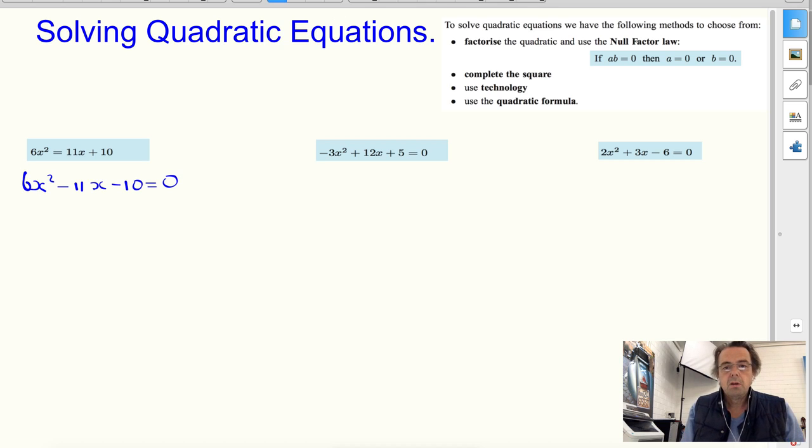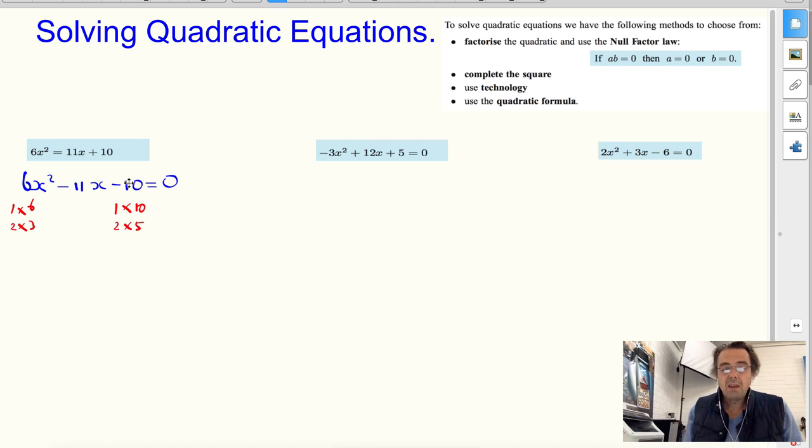And then it's a matter of some experience and some looking at. But I know that, looking at the term with x squared, the coefficient is 6, and a 6 can be made of 1 times 6 or 2 times 3. So I'm going to write, for memory, 1 times 6 and 2 times 3. And I'm also going to look at that 10, and the 10 can be made of 1 times 10 or 2 times 5. And those are all the options I have.